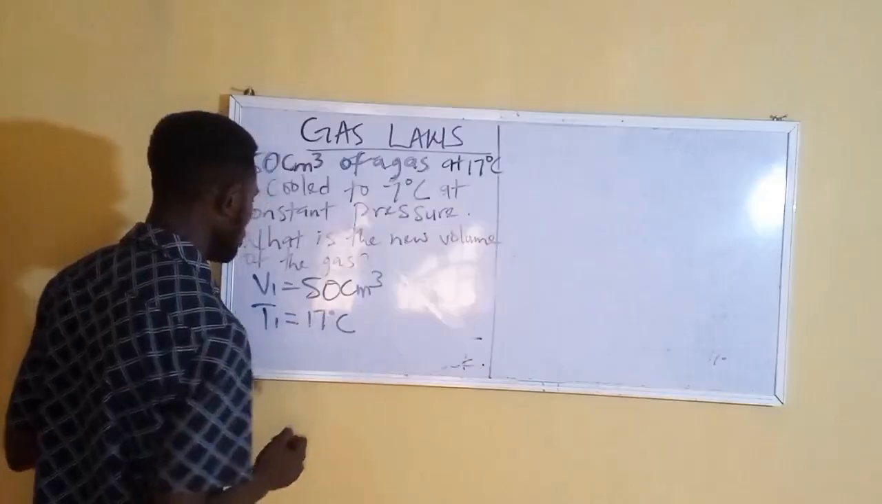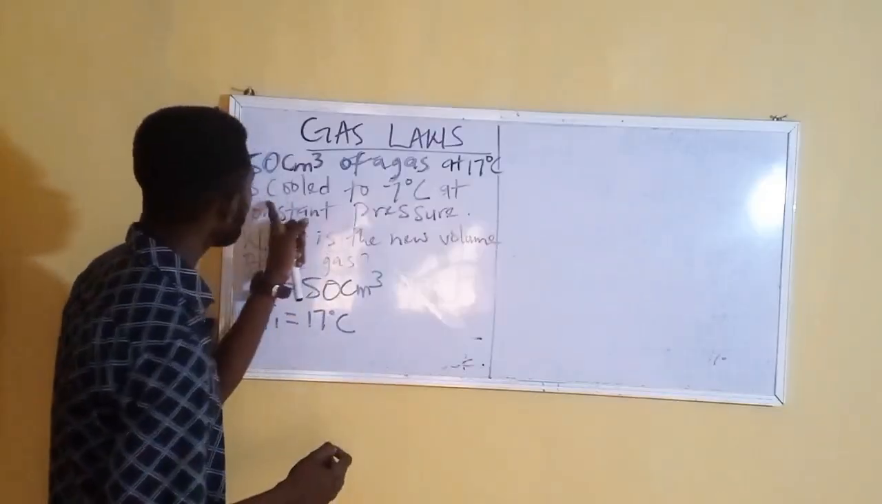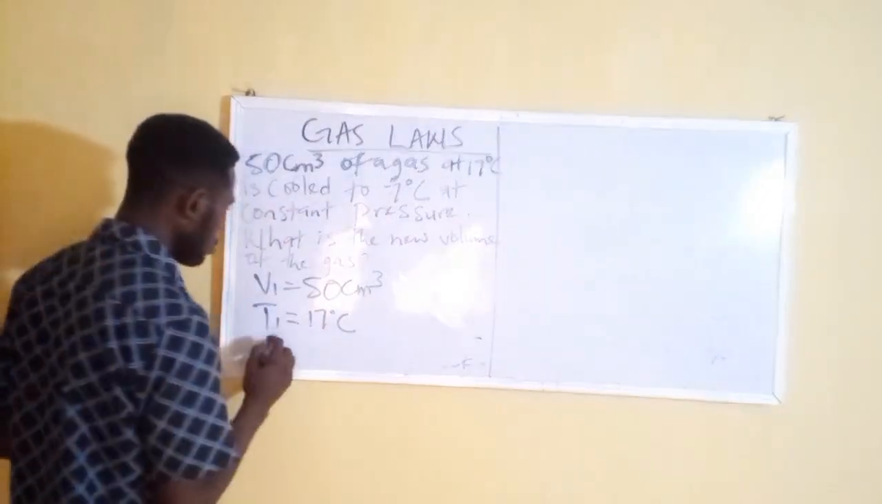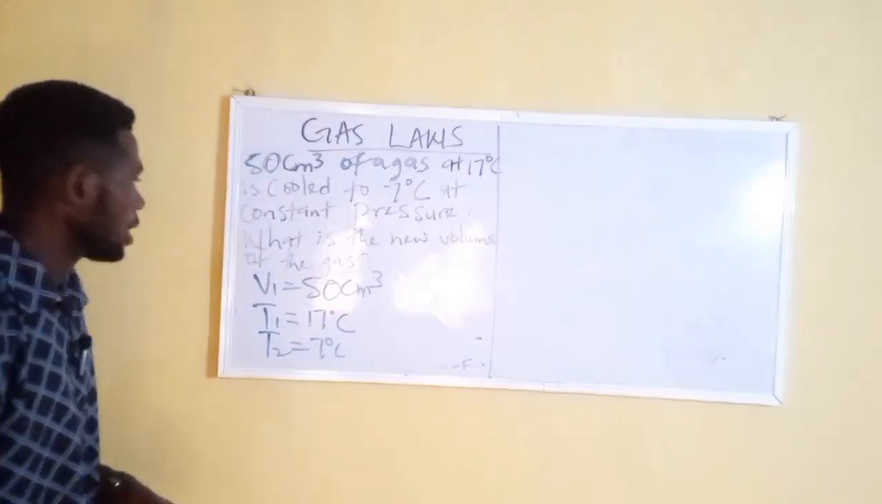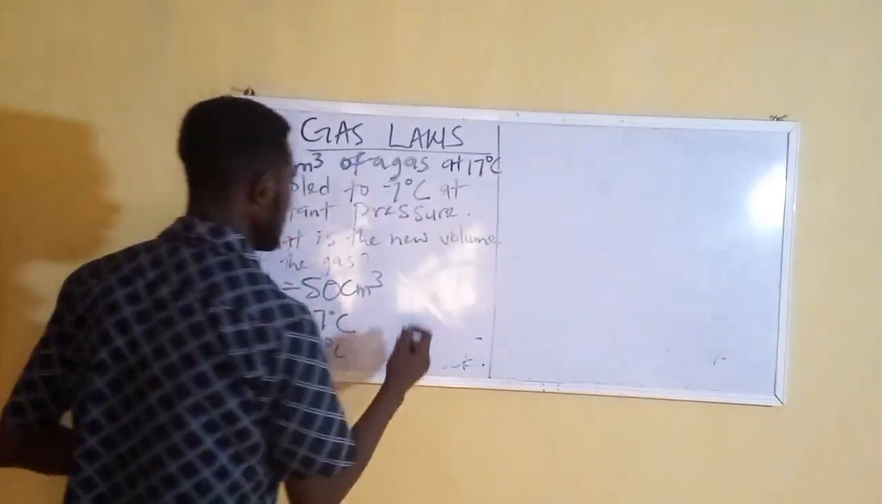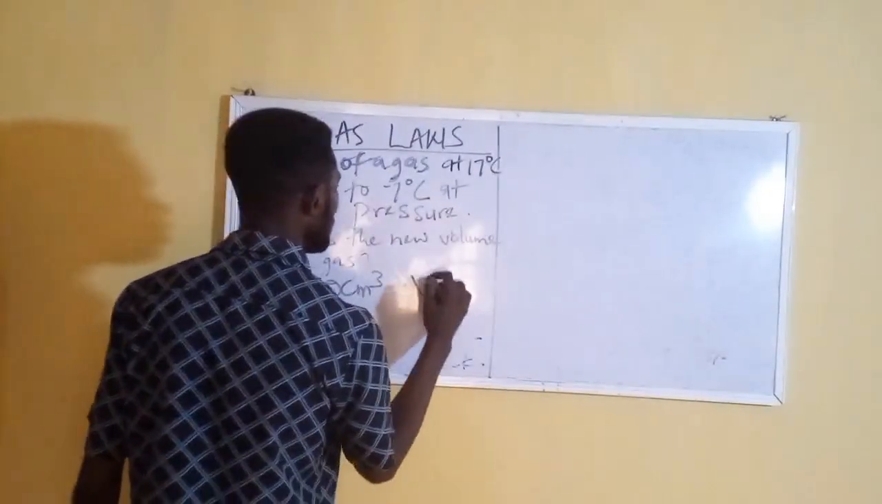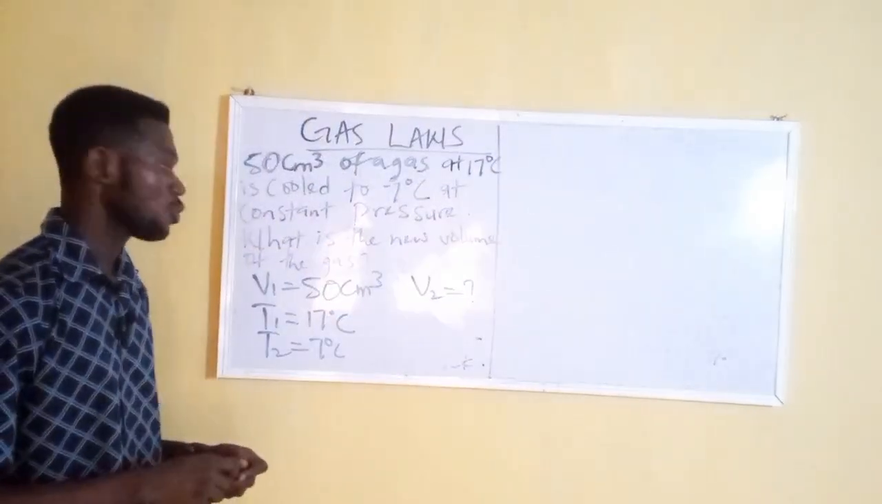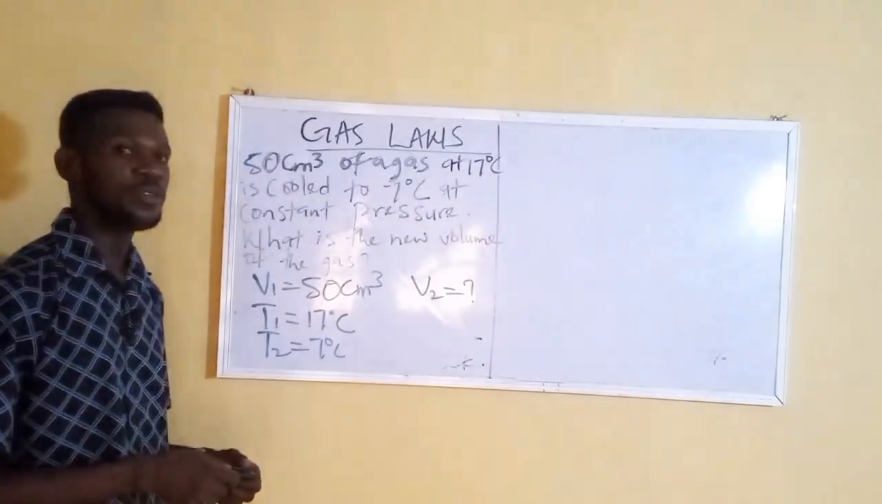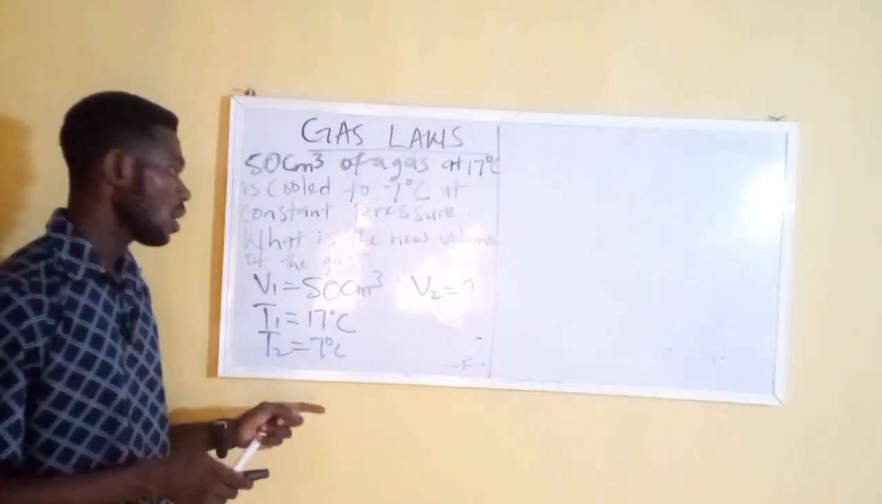17 degrees Celsius is equal to 7 degrees Celsius. So you have your T2 at 7 degrees Celsius. Now, when you have your T2 at 7 degrees Celsius, they ask what is the new volume. So that means we don't have a V2. Since we don't have a V2, the question is, what do we do?